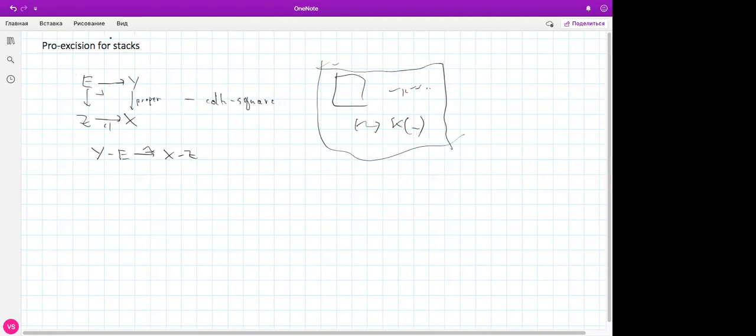We have some CDH square of stacks, and the stacks should be nice here. A CDH square is just a commutative square where this map is proper and this map is a closed immersion. This is a pullback square, and there is an isomorphism on the complements of the closed subscheme here and here. The general statement that we want to prove is that K-theory maps this into a pullback square.